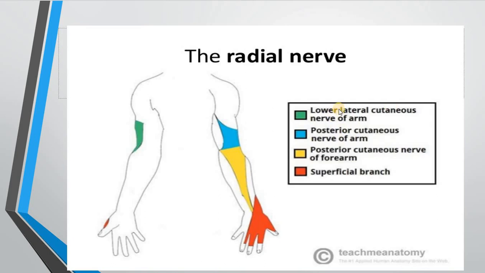As you can see, the lower lateral cutaneous nerve of the arm supplies this green part. Then the posterior cutaneous nerve of the arm supplies this blue part. This is the posterior view of the hand, this is the anterior view, and this is the normal anatomical view. The posterior cutaneous nerve of the forearm supplies this part, and the superficial radial nerve supplies this part.